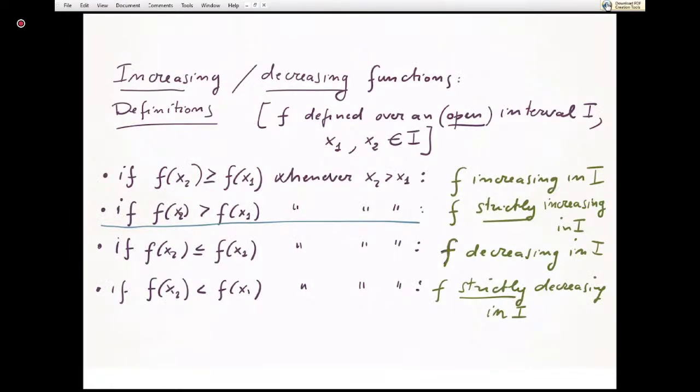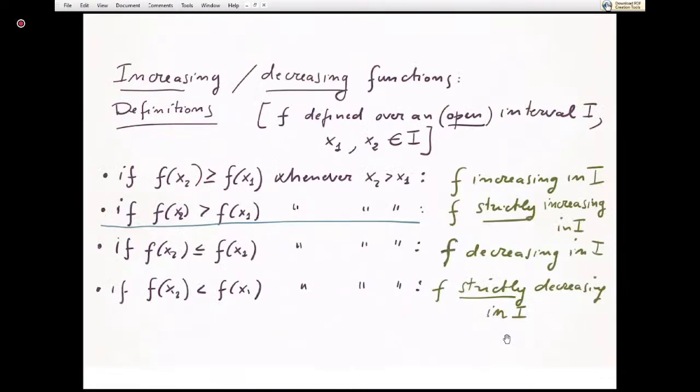Next, what is an increasing function and a decreasing function in one variable?